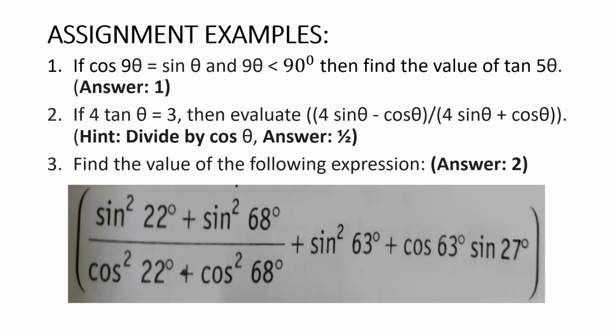Now some assignment examples. First, if cos 9 theta is equal to sin theta and 9 theta is less than 90 degrees, then find the value of tan 6 theta. The answer is 1. If 4 tan theta is equal to 3, then evaluate (4 sin theta minus cos theta) upon (4 sin theta plus cos theta). Here, since the value of tan is given, the hint is you can divide by cos theta. Answer is half. Third one, find the value of the given expression. The answer for this is 2. Here you can use the concept of ratios of complementary angles. Also, you will need to use the identity sin square theta plus cos square theta is equal to 1.